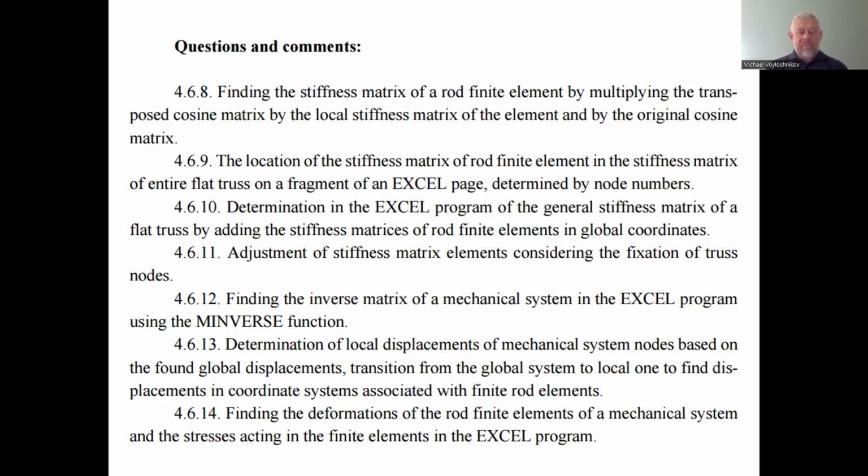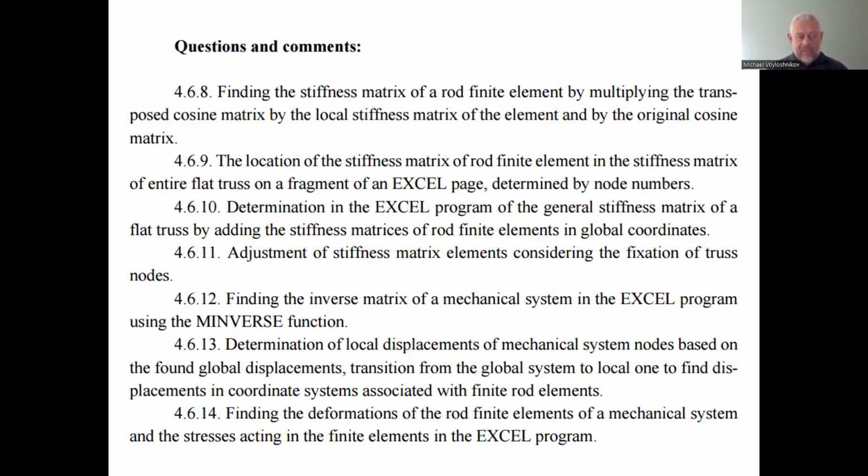4.6.8. Finding the stiffness matrix of a rod finite element by multiplying the transposed cosine matrix by the local stiffness matrix of the element and by the original cosine matrix. This is the transformation from the global coordinate system to the local coordinate system.